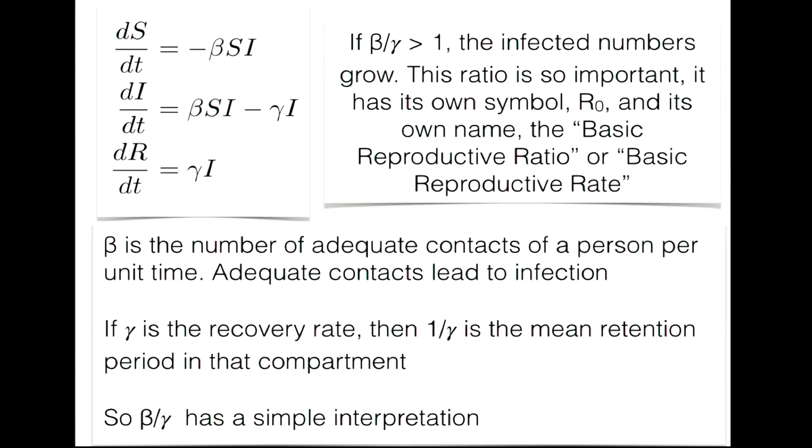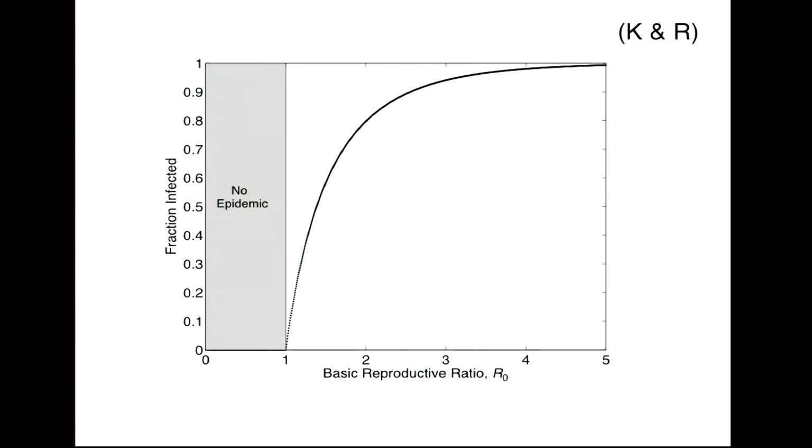If beta by gamma is greater than 1, then the infection grows within the population. If it is less than 1, it comes down. So remember that beta is the number of adequate contacts of a person per unit time. They lead to infection. And if gamma is the recovery rate, then 1 by gamma is the time that you spend in the infectious compartment. So now you have the number of contacts per unit time. If you multiply that by the time, you get the total number of contacts that you have during the time that you are infected. So that's a particularly simple interpretation of beta over gamma.